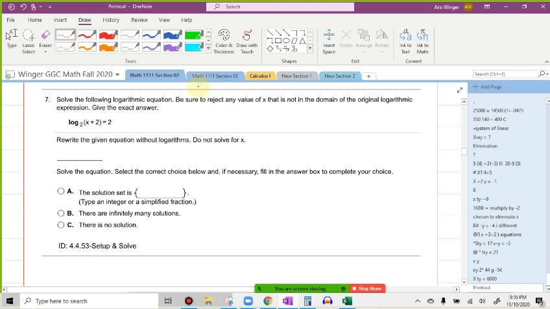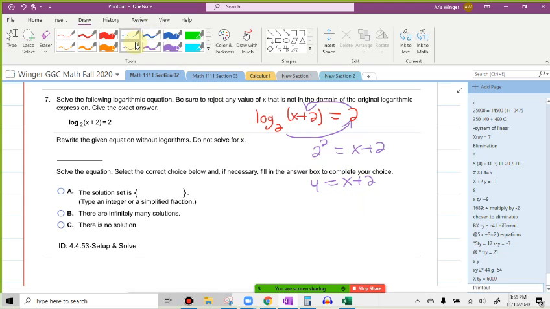Solve the following logarithmic equation. We finished talking about logs recently. I've got log base 2 of x plus 2 equal to 2. We know how to roll with this. Using the definition, this means that 2 to the second power is equal to x plus 2. And we're off to the races. 4 equals x plus 2. Subtract 2 on both sides. x equals 2.